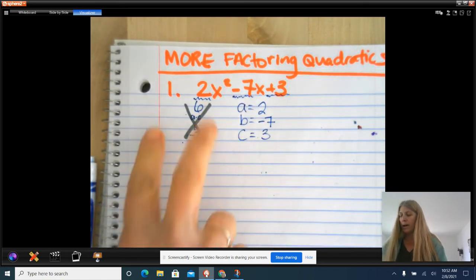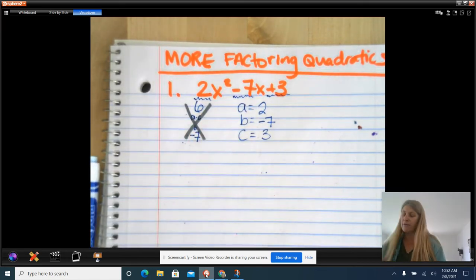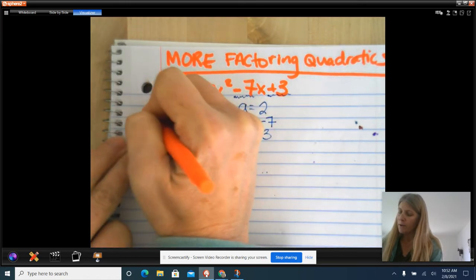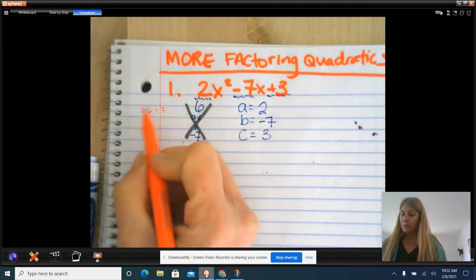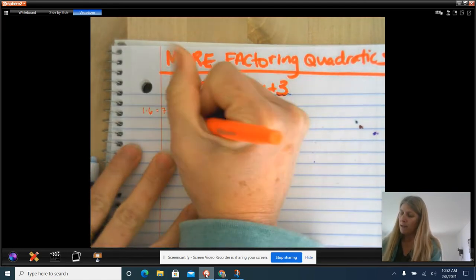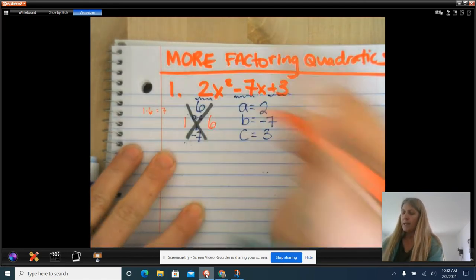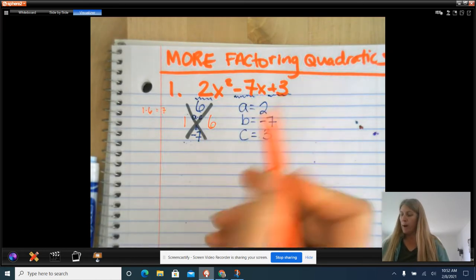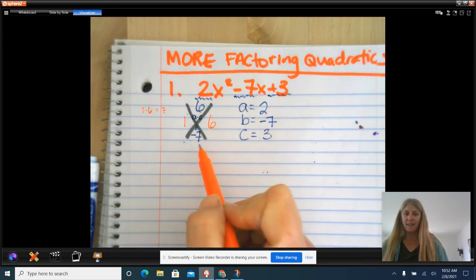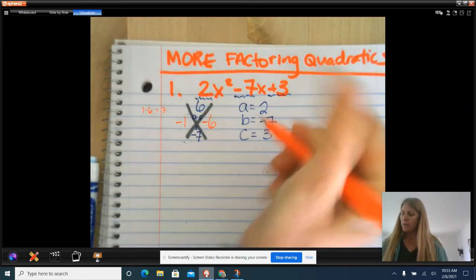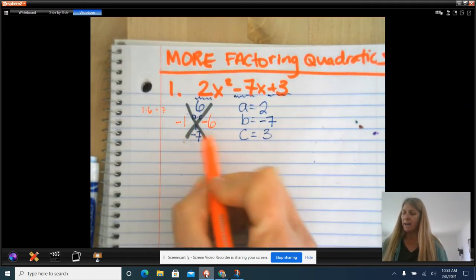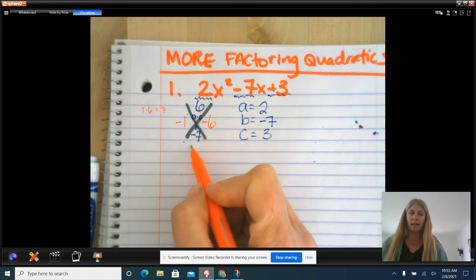At this point, we're going to go ahead and solve our right and left. We always start with 1 times the number, and that's what we're looking for. So we have a 1 and a 6. Now, sometimes this is a little confusing to people, but we need them to add to be negative 7 and multiply to be positive 6. When we multiply two negatives, they make a positive. When we add negative 1 plus negative 6, we do get negative 7.